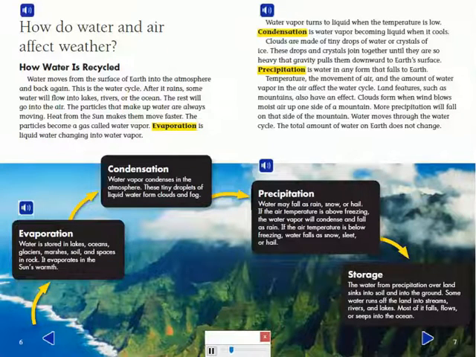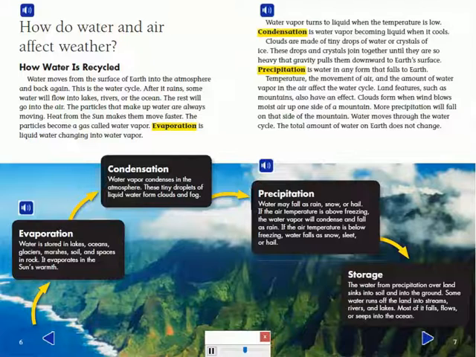Clouds are made of tiny drops of water or crystals of ice. These drops and crystals join together until they are so heavy that gravity pulls them downward to Earth's surface. Precipitation is water in any form that falls to Earth.